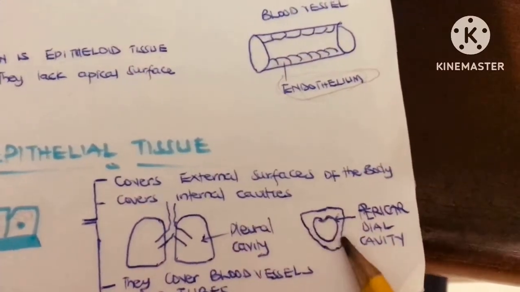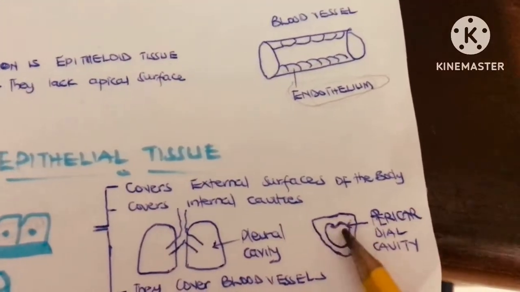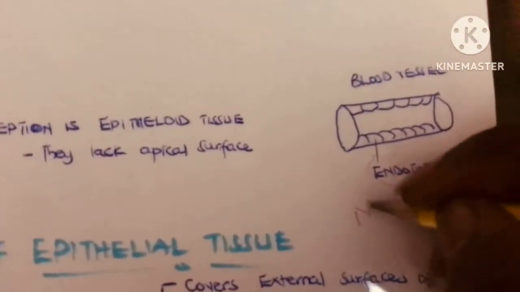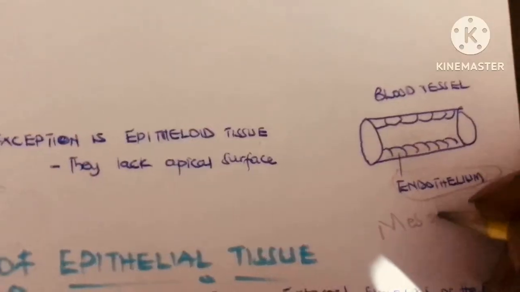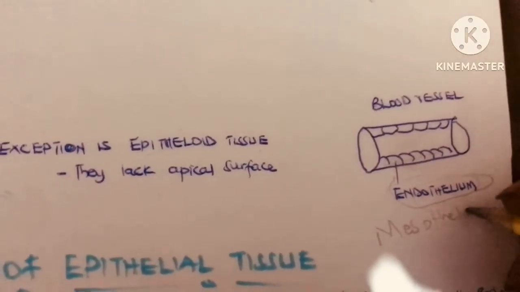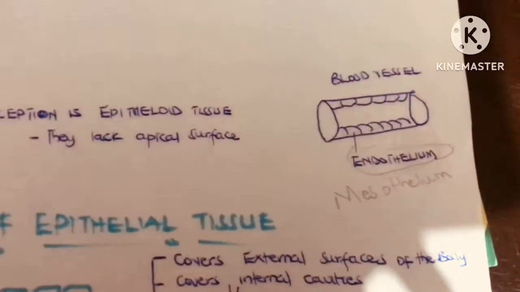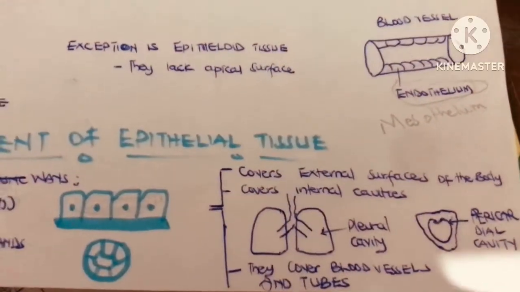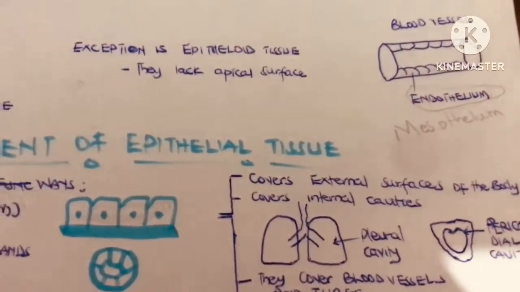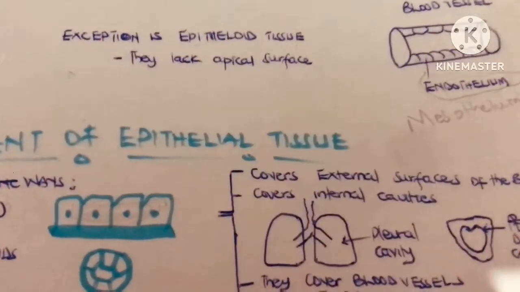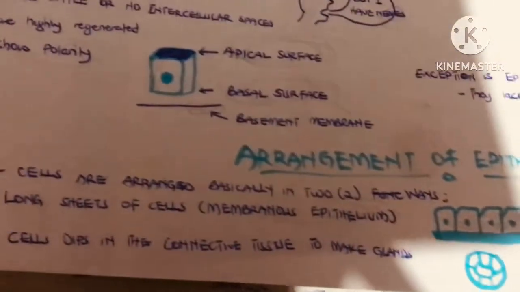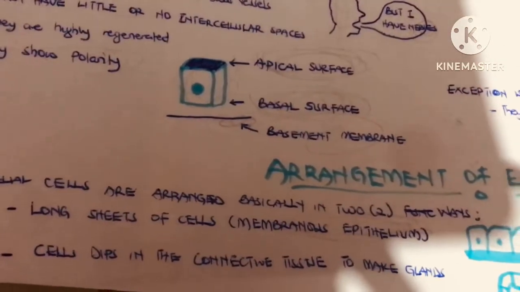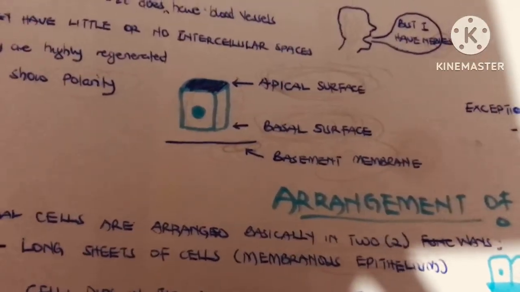One thing I didn't say when I was talking about the internal cavities is that the epithelial cells that cover the internal cavities, we call them mesothelium. You understand? They also cover body tubes like the GIT and the respiratory tract. Hope you understand.